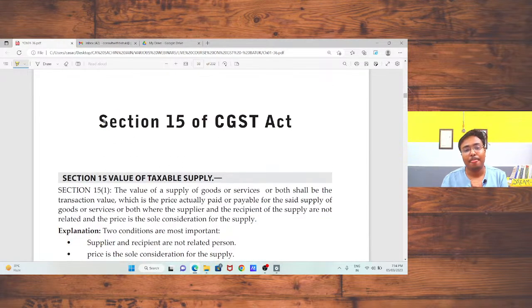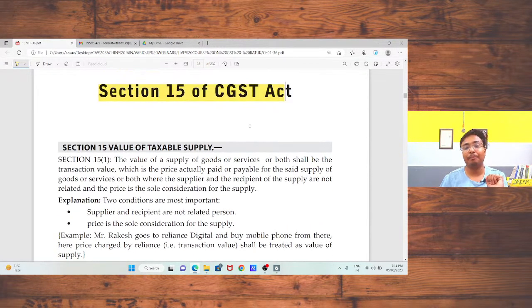Now, that is the basic and important point of the SEZ unit, special economic zone. Hence, we had discussed that. Now, we are going to discuss a very important topic, that is value of supply. Sir, we had discussed that a particular transaction or activity is a supply as per section 7 or schedule 1, schedule 2, schedule 3. Okay. And we had already discussed the time of supply, that is the time when I need to pay the tax.